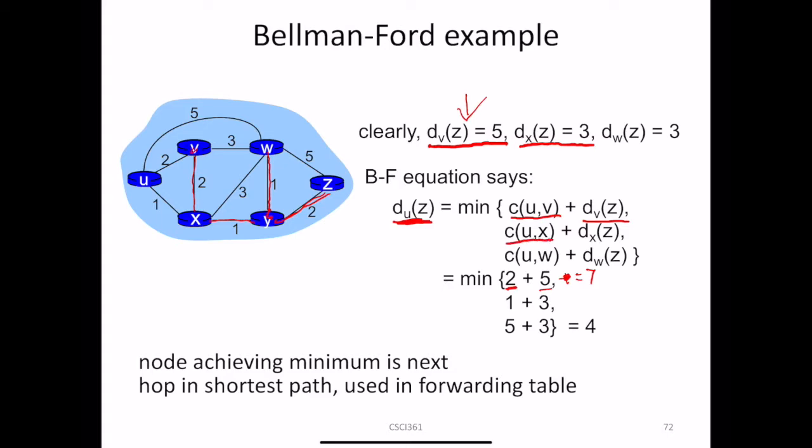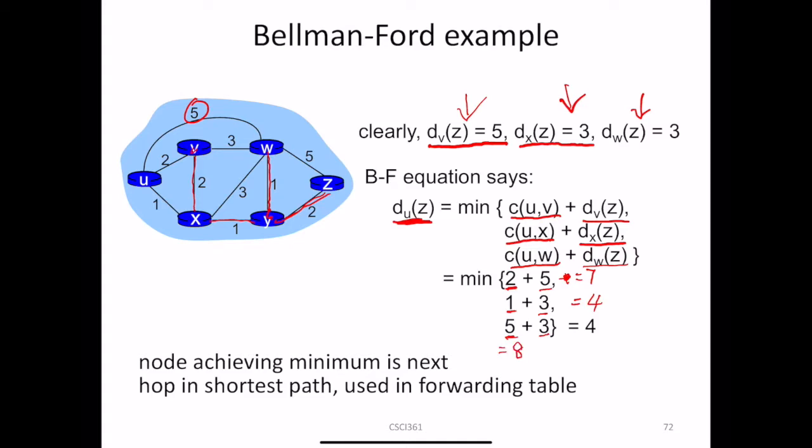From U to X is equal to 1. And from X to Z, for this path, which is here, equal to 3. So for this combination, we got the total cost is equal to 4. And from U to W is equal to 5. And from W to Z, from this ground truth, we know is equal to 3. So for this combination is equal to 8.